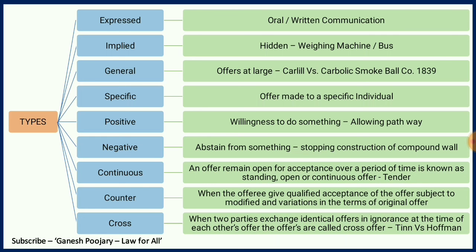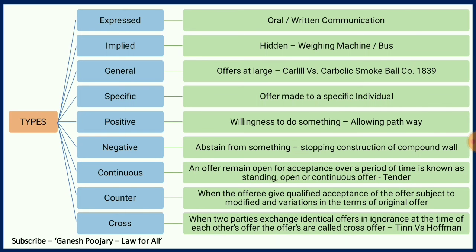Now the next type is counter offer. What happens here? Mr. A offers to sell his car to Mr. B for 5 lakh rupees, whereas B says, I will buy the car if you are selling it for 4 lakh rupees. Now B is making a counter offer, and from there it will be considered as an offer. From there you have to continue. Now A will get an opportunity to accept or reject it.